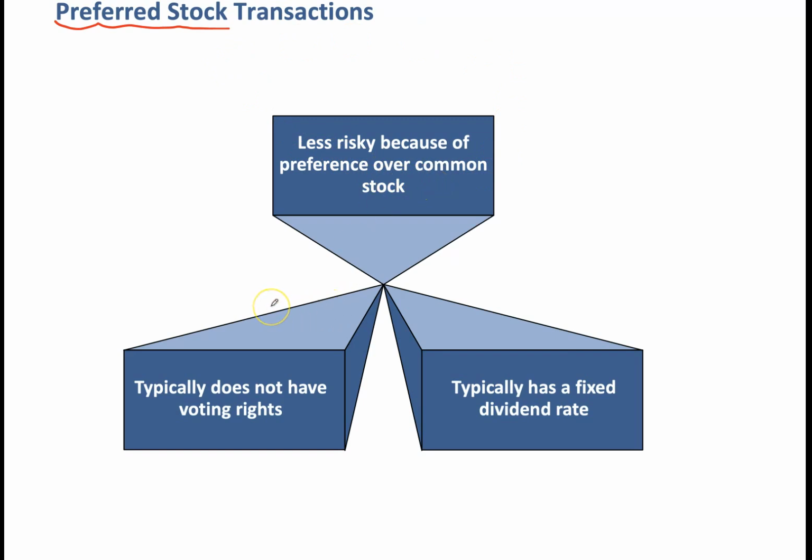However, the downside is that preferred stockholders typically do not have voting rights. And their dividend rate is fixed. That's why they are less risky. So they cannot vote, but they get fixed dividends.